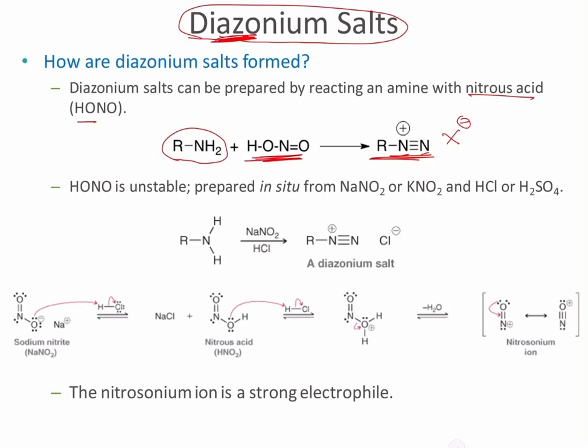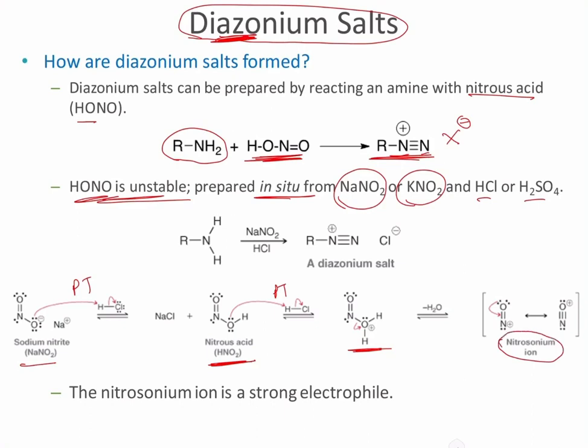But the nitrous acid is usually unstable, so it needs to be prepared in situ. That is, through a reaction of sodium nitrite or potassium nitrite with an acid. So if we use sodium nitrite with hydrochloric acid, we can do a proton transfer to form the nitrous acid. The nitrous acid then undergoes a proton transfer, which leads to the elimination of water, and then we generate the nitrosonium ion. Nitrosonium ion is a strong electrophile, okay?